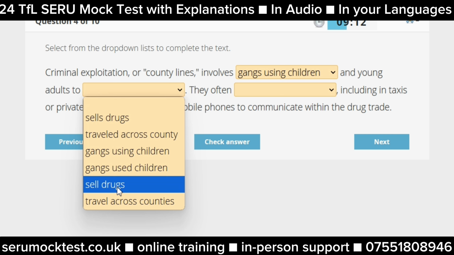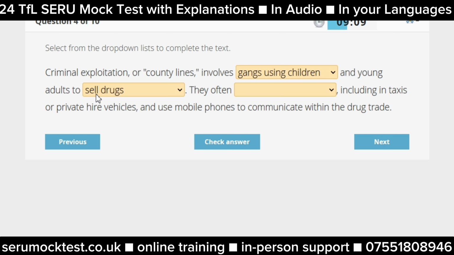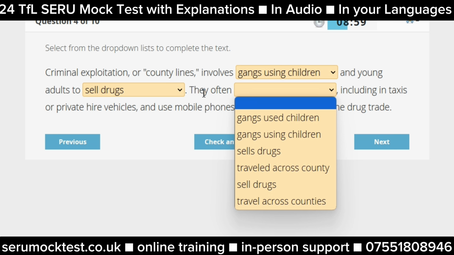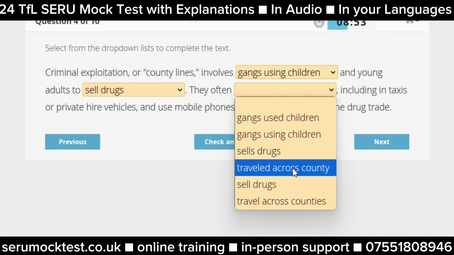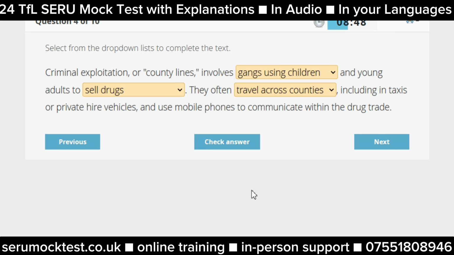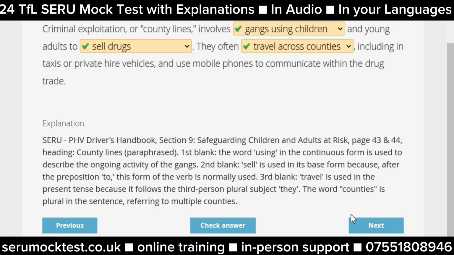After to, as we have said before, the base form of the verb will be used. So sell is the base form of the verb, the present form of the verb that is used after the word to. They often is third person plural number. So they often travel across. And after this, normally the present form of the verb is used. So we use travel. So let's see, all correct.